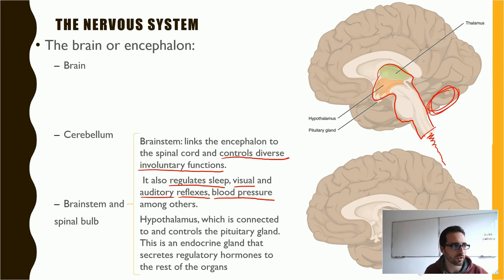Other components of the brainstem are the hypothalamus and the pituitary gland. The thalamus, which is this one, the hypothalamus, which is this other, and the pituitary gland, which is this part here. So the hypothalamus is connected with the pituitary gland and controls all the endocrine system. It produces some regulatory hormones that are going to be sent to the pituitary gland, and at the same time the pituitary gland is going to produce some hormones that are going to control the endocrine system. But we are going to explain this in another class.